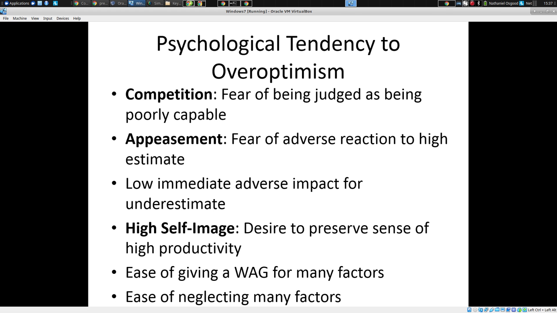Why do we estimate too little? Well, I argue that there are many psychological reasons for this. To some degree, we want to keep a high self-image. We think of ourselves as high productivity people, and we like to flatter ourselves and think we can do that sooner. Yeah, we can knock that off. It's easy.